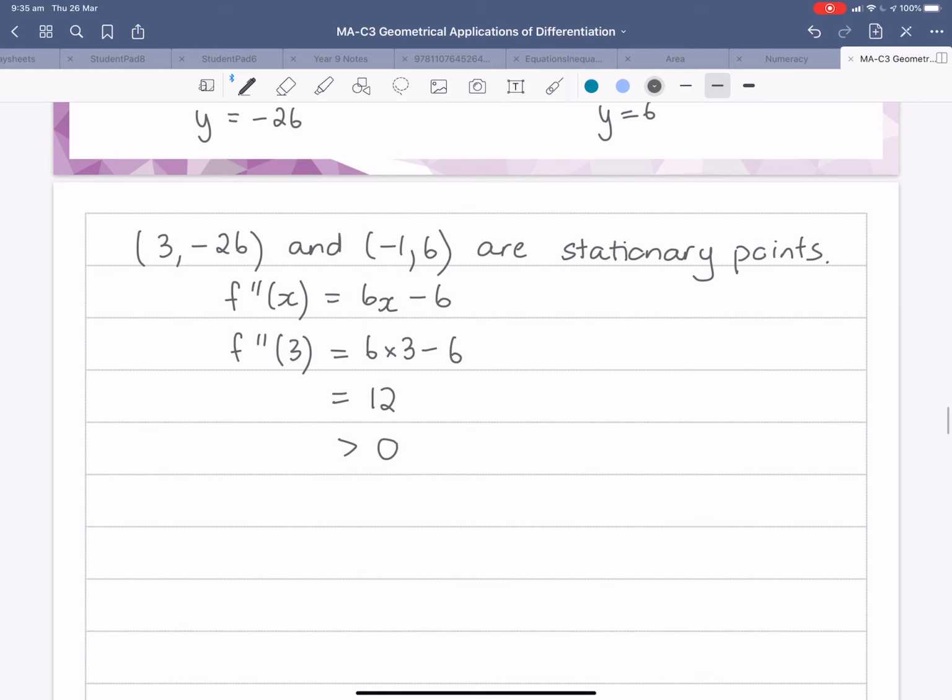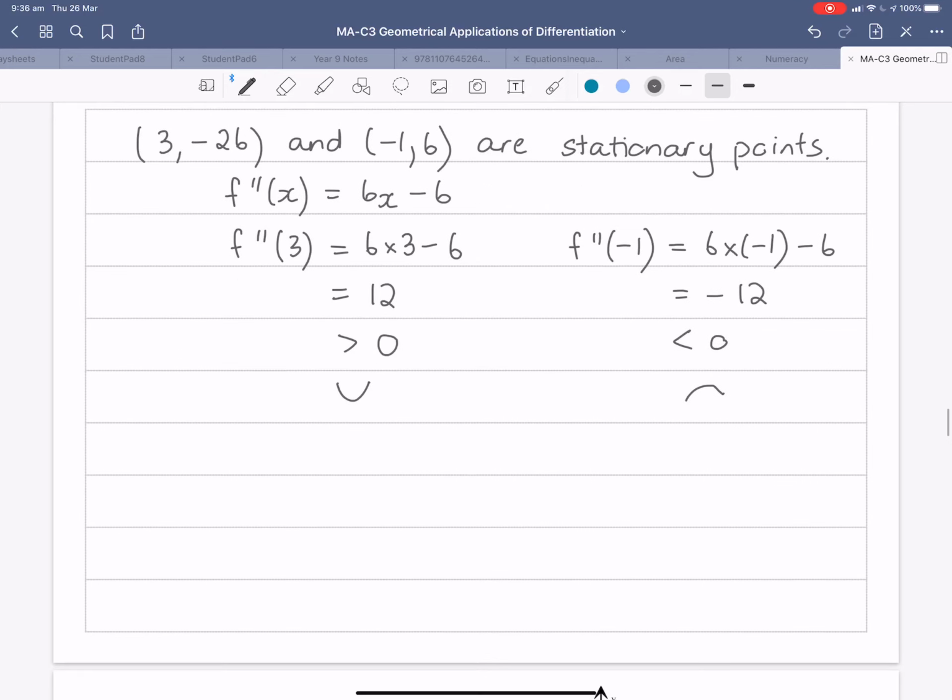So greater than 0 tells me I'm dealing with something that is concave up, and so we've got (3, negative 26) is a minimum. So testing our other point, negative 1, f double dash of negative 1, 6 lots of negative 1 minus 6 gives us negative 12. And negative 12 is, of course, negative, which means that my curve is concave down at that point, showing we've got a maximum.